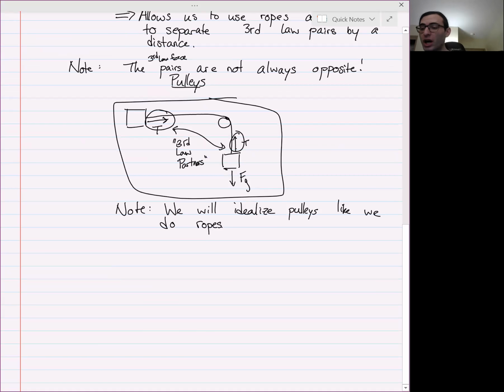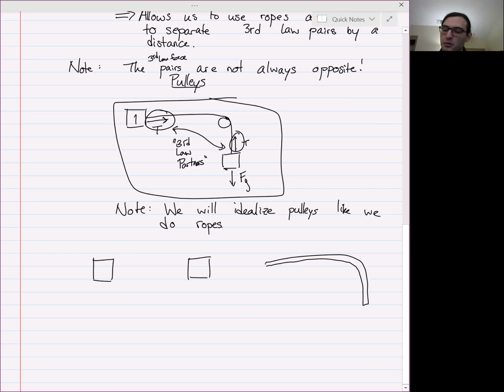So there are actually three objects here, right? There's block one. There's block two. And then there's the rope. So the rope, despite it not having mass, we could draw a force diagram for it. So this is block one, this is block two, and this is the rope, of course.